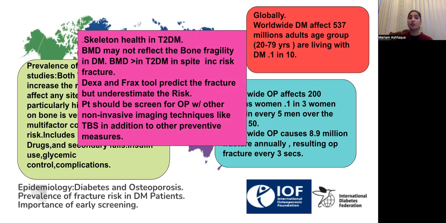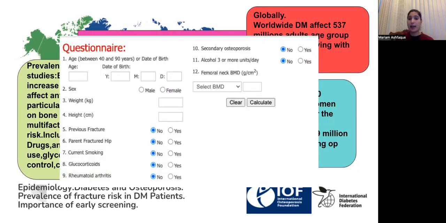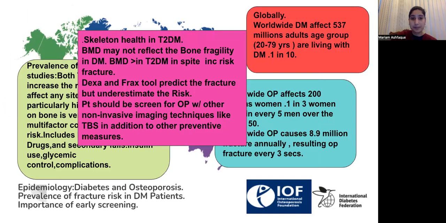So patients should be screened for osteoporosis with other imaging techniques like TBS, the trabecular bone score. This one is the new one, and it is used in addition to other preventive measures. This is the FRAX calculator tool to estimate the risk of fractures. It includes the risk factors and secondary causes of osteoporosis, but we need adjustment of the DEXA and the FRAX.